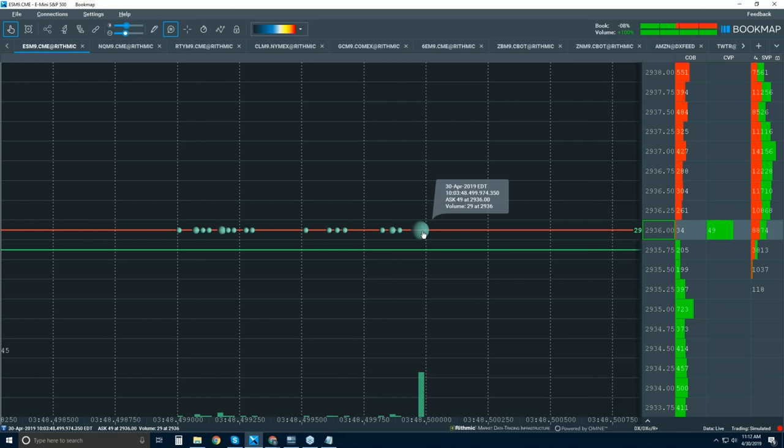Then you see what was on the ask at this price level, and then the volume. So this bigger dot is a volume of 29. This smaller dot here is a volume of 1. This one's a volume of 2. Now we're already down at the microsecond level here, so we're already looking at millionths of a second. This is the environment that Bookmap is actually born in.